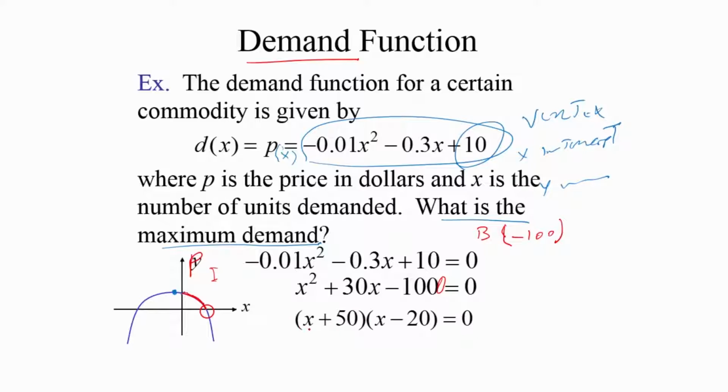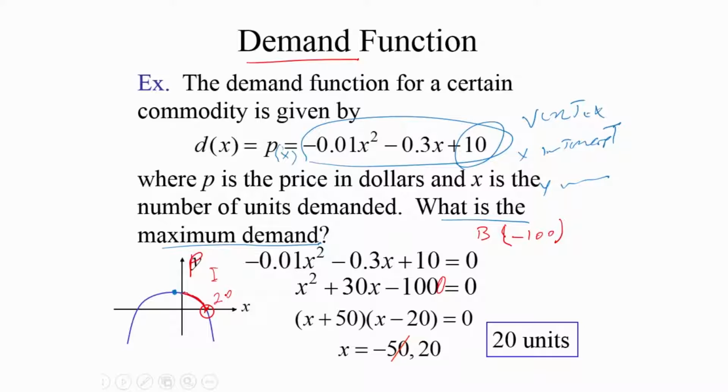Then you factor this. It would be x plus 50 times x minus 20, right? So you set each one of them equal to 0. So x plus 50 equals 0. That gives you minus 50. x minus 20 equals 0. That gives you 20. Since a negative quantity does not make any sense, you would disregard this answer. So the answer is 20. That is this point.